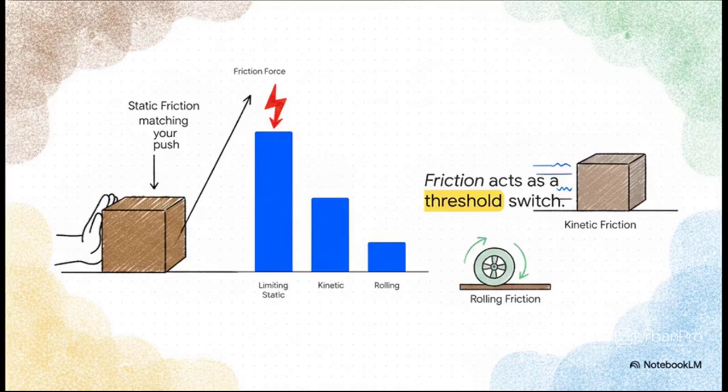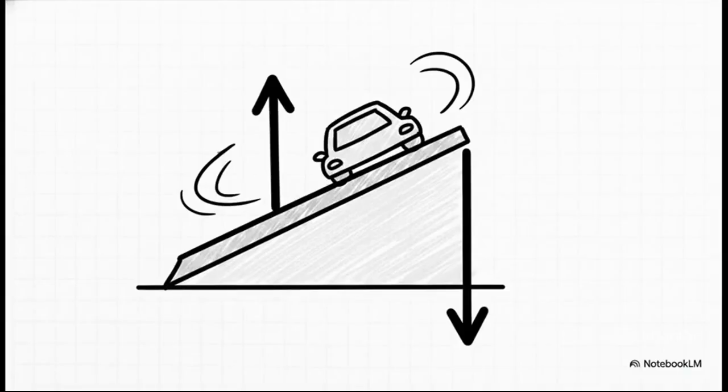But the second you push past that specific threshold, the box slips, and friction drops right down into the kinetic friction zone. Notice how it's suddenly easier to keep the box moving than it was to start it? And sitting all the way at the bottom, rolling friction. That incredibly low resistance is exactly why humanity invented the wheel. Friction isn't always the bad guy, though. Sometimes it literally saves our lives.